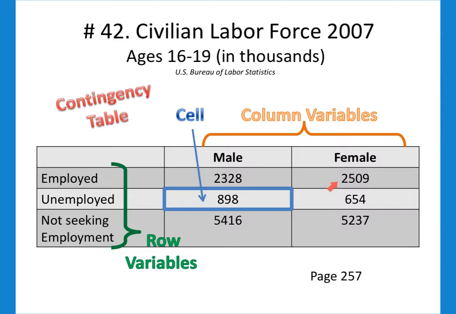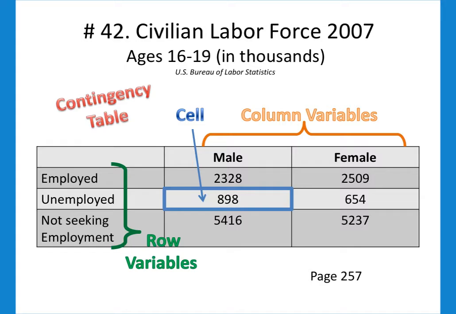Over here, 2,509, that is the number of females who were employed. Where? Well, in the civilian labor force in 2007, who were ages 16 through 19. So, working teens. And this is published by the U.S. Bureau of Labor Statistics. So, apparently this is in the United States. Okay, so there is your vocabulary that you need.